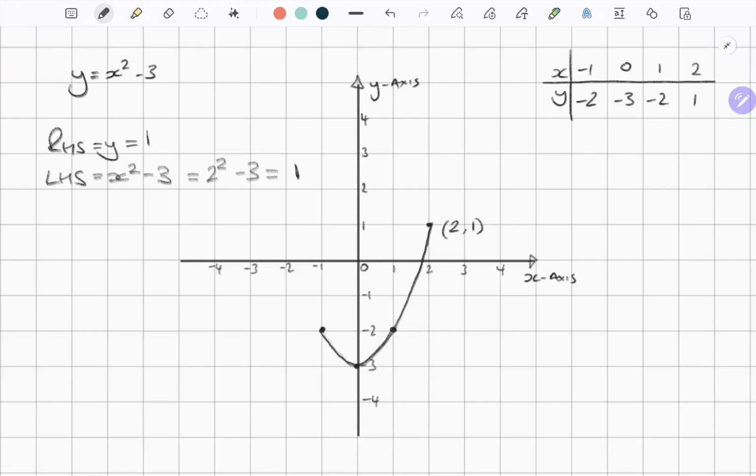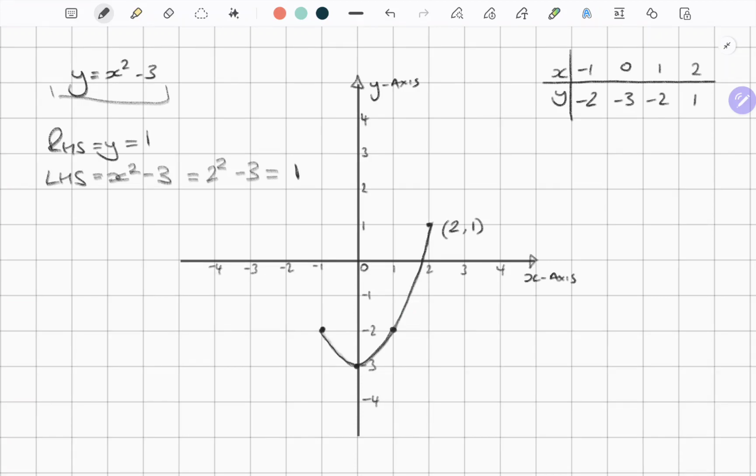So just to reiterate then, what I've done here is I've put a table together for the coordinates x and y. I just came up with some random, nice and easy values, because it's a small graph. The x coordinates of minus 1, 0, 1 and 2. I then plugged those into the equation here to determine what the y values would be, and I found those y values. And then what I've done is I've just plotted them on the graph and I've attempted to draw a bit of a line through those points to show you what the graph would look like.